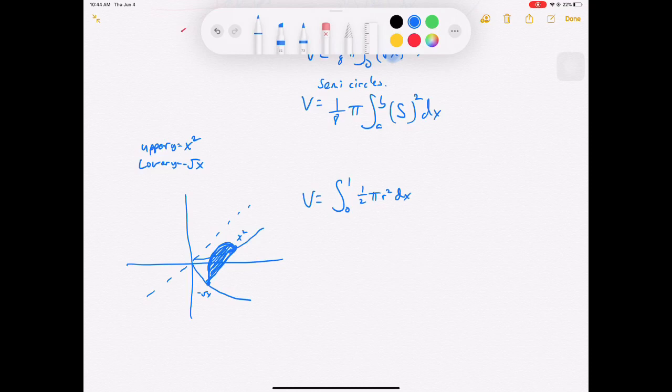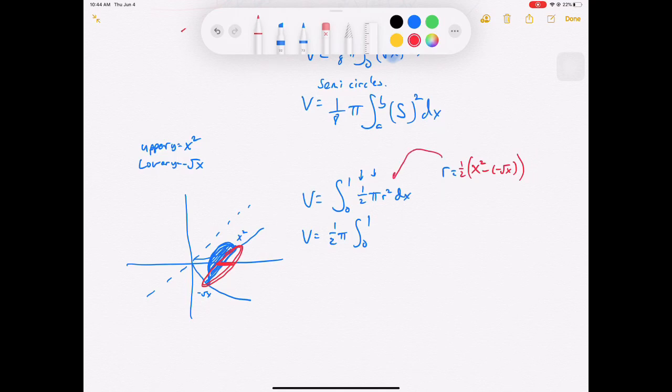We know the 1/2 and the pi are constants, we can throw these out. Volume is 1 over 2 pi, integral from 0 to 1. And what is our r value here? Let's take a look at our r value. The r value is not the full length, it is half that. So the full length would be x squared minus a negative square root of x, and we're going to divide that in half.